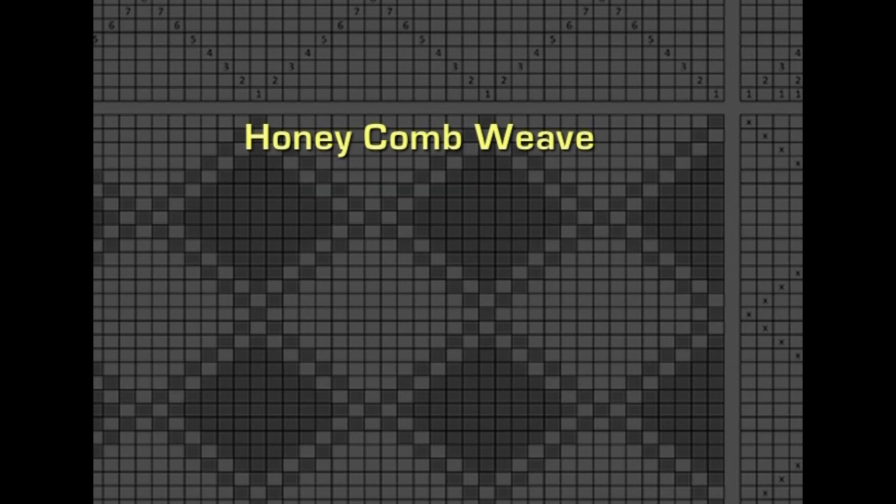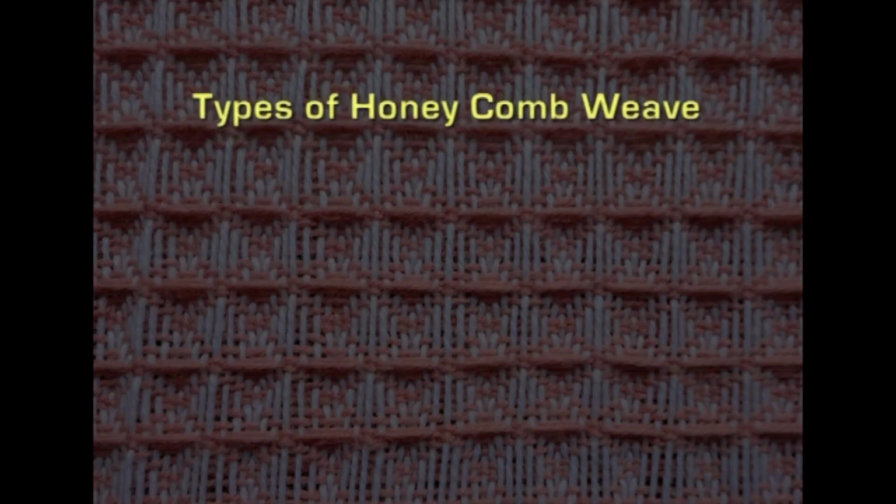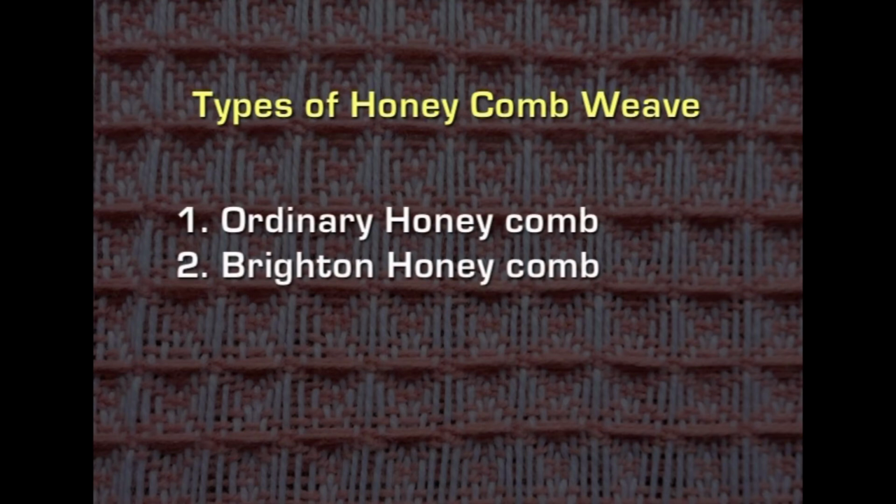Honeycomb weave. The name honeycomb weave is derived from the visual effect of the weave, which closely resembles the hexagonal honeycombs of honeybees. The alternate raised and sunk diamond-shaped areas give the effect of a honeycomb, thus adding an interesting rough surface to the fabric surface. This type of weave can be of two types: one is the ordinary honeycomb and another one is the Brighton honeycomb.